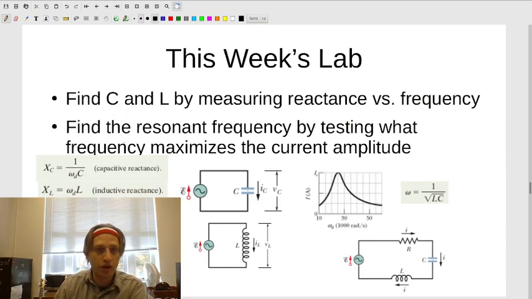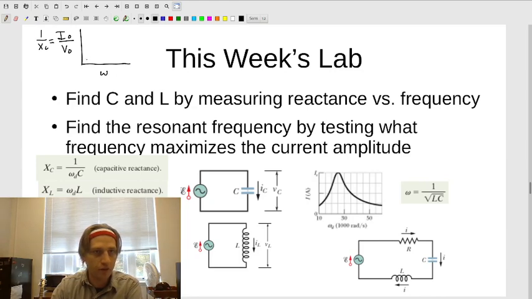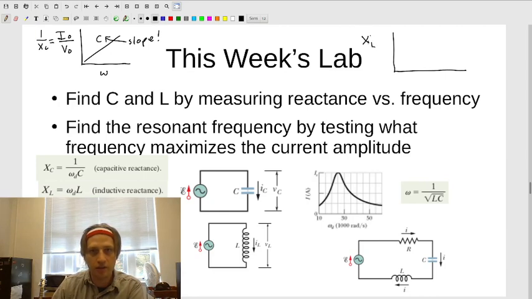I have you plot the reactance, 1 over the capacitive reactance, which is just the amplitude of the current over the amplitude of the voltage, versus omega for the capacitor, and the slope is C. And then for the circuit with an inductor, I just have you plot the reactance of the inductor, so that's just your voltage divided by your current, versus the angular frequency, and the slope of that graph gives you the inductance.